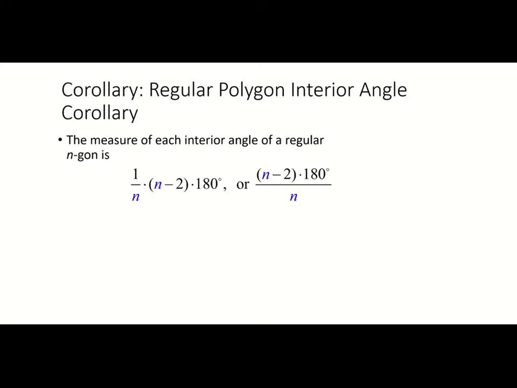Now, if your figure is not a regular polygon, we can find the sum of the angle measures, but we can't necessarily find out what each angle inside equals without more information. However, if we have a regular polygon, remember, in regular polygons all the angles inside the polygon are the same. So I can figure out the sum of the angle measures by doing the number of sides minus 2 times 180, and then divide by the number of sides, divide by n, or multiply by 1 over n to get what each angle would equal.